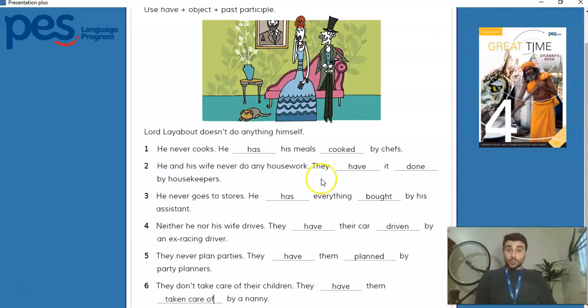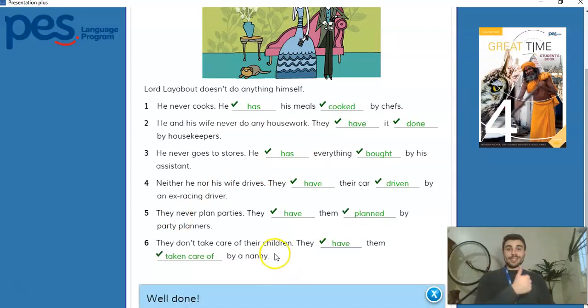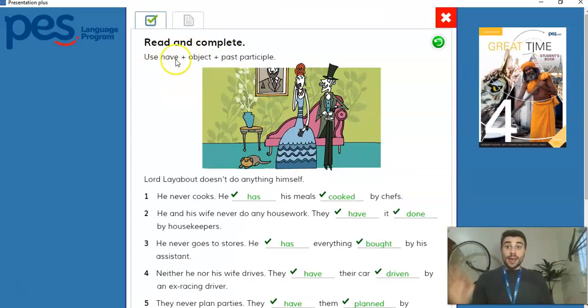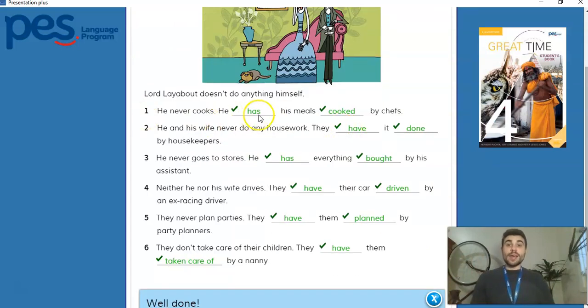Okay? Can we check? Let's check our answers. Well done, guys. Very good. Okay? So here, it's very clear for us to see the structure, right? Remember the structure: have, object, and past participle. So, for example, in number 1, we have has, his meals is the object, and cooked is the past participle.